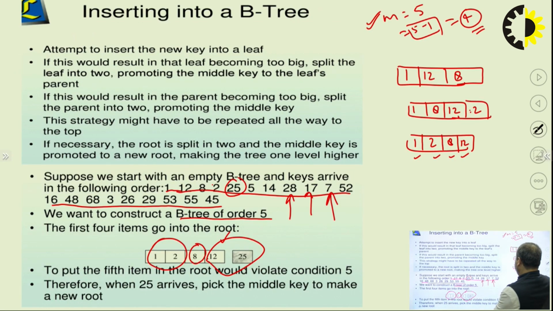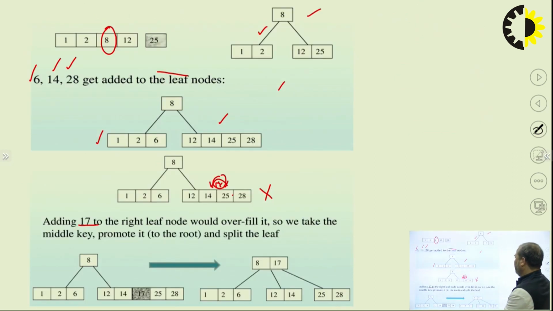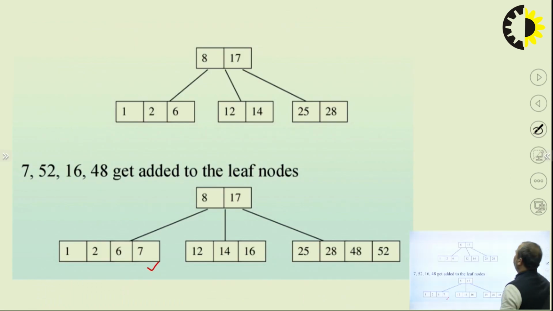Then after 7, we have 52. So just see where 52 would be. Any node which we are going to insert, we have to traverse from the root, right? Before inserting a key value, we have to traverse from the root, just like in BST. In BST, what we do is compare with the root whether the inserted value is less or greater. If it is less, it will go into the left subtree. If it is greater, it will go into the right subtree. Again, we compare with the root of that subtree, and so on. So for 52, we compare with the root 8, 17. It is greater than 17, so it will be the right child of 17. The right child has 25 and 28, so it can accommodate 52.